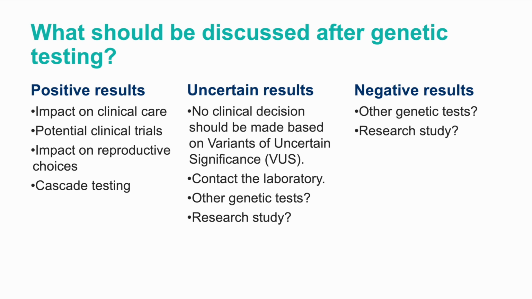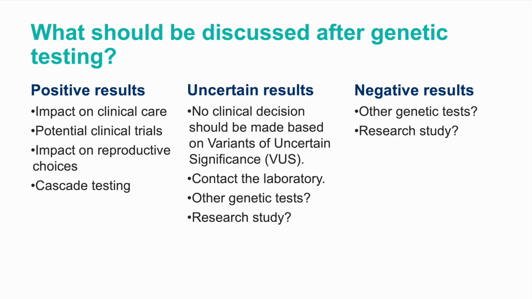Is the patient extremely disappointed? Would they want other genetic tests to be done? What are the other genetic tests that can be done? If you did a panel, maybe you can do an exome. If you did an exome, maybe you can do a microarray, etc. And then you may want to refer your patient to research studies. Some patients are really interested in participating in research studies, even if they know and understand that it's not going to help them, because it might help their family members in the long term, and it just helps society in general.